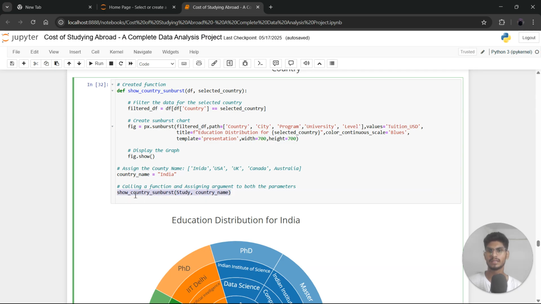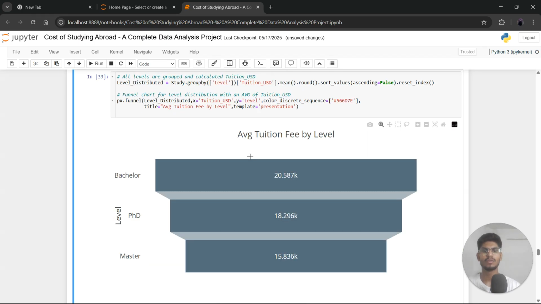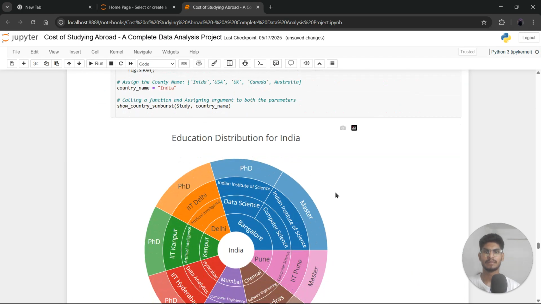This is the name of my function, show country sunburst. I am giving the study, which is my data frame, or you can say the data set, and the country name by which I have filtered the data. So I'm using India. I run it, wait for a while because it will take some time.